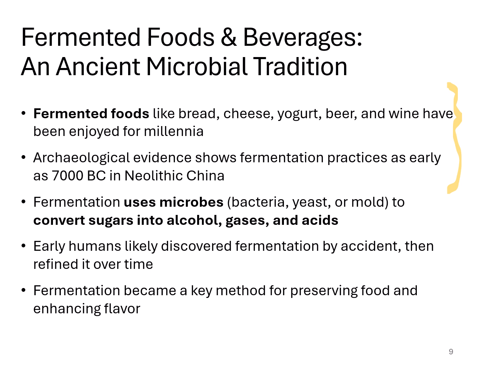So fermentation in general is a process that uses microbes such as bacteria, yeast, or molds, which is a type of fungus, to convert sugars into alcohol, gases, and acids. And we're going to see this in more detail in our biochemistry component. But early humans probably discovered fermentation by accident and somehow refined their processes to make these foods over time. And it became a key method to preserve food and make it taste better.